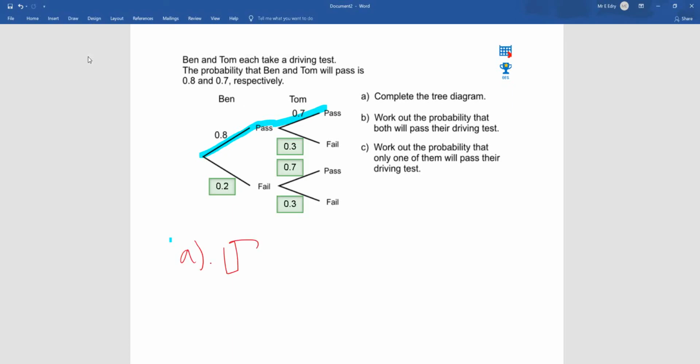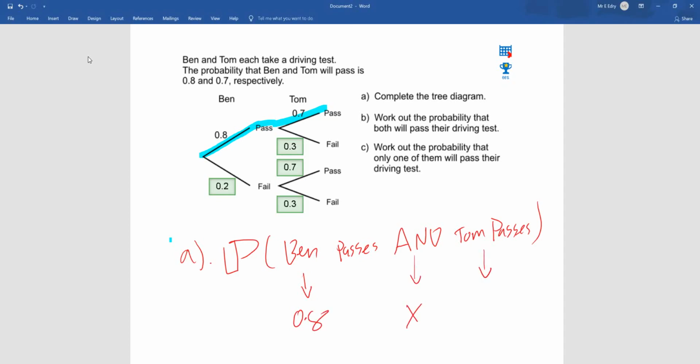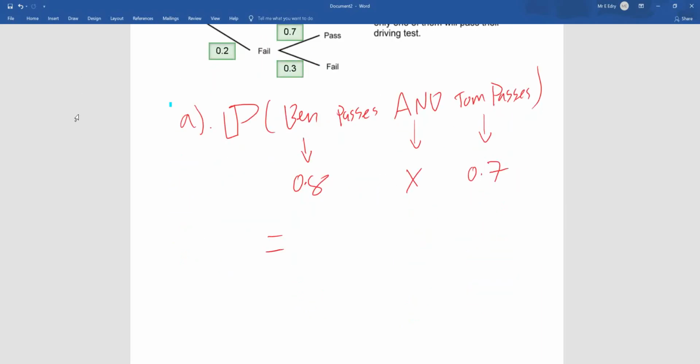I want the probability that Ben passes and Tom passes. Well, I can put my numbers in now. So the probability that Ben passes is 0.8, and means times. The probability that Tom passes is 0.7. So I'm looking at doing 0.8 times 0.7, which is just 0.56, because 8 times 7 is 56.